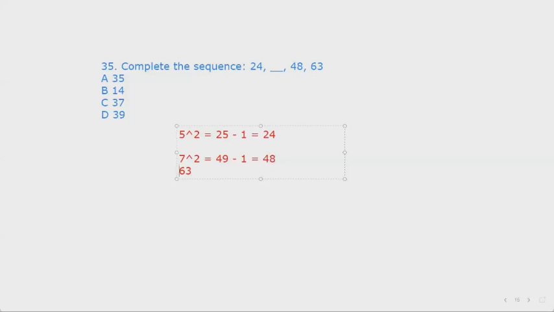Then 63 is 8 squared, which is 64 minus 1 is equal to 63. So easy to guess. This is 6 squared, which is 36 minus 1 is 35. So option A becomes our answer.